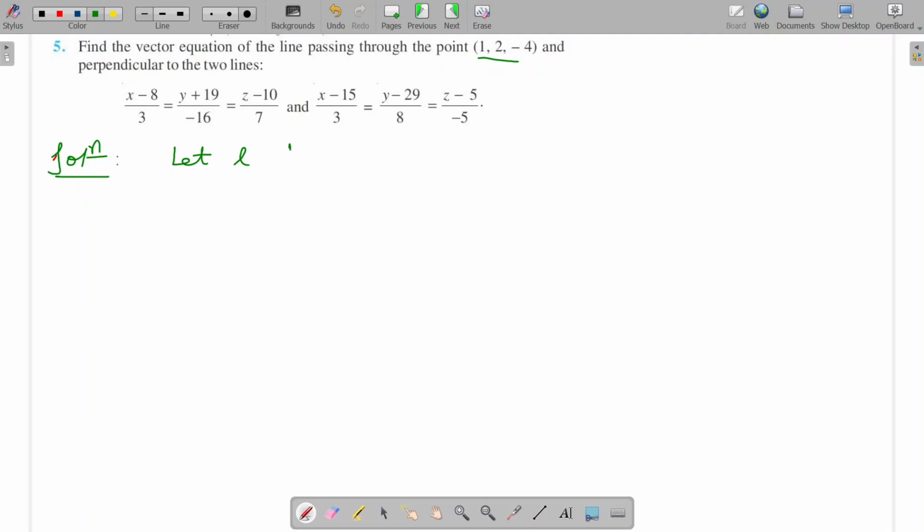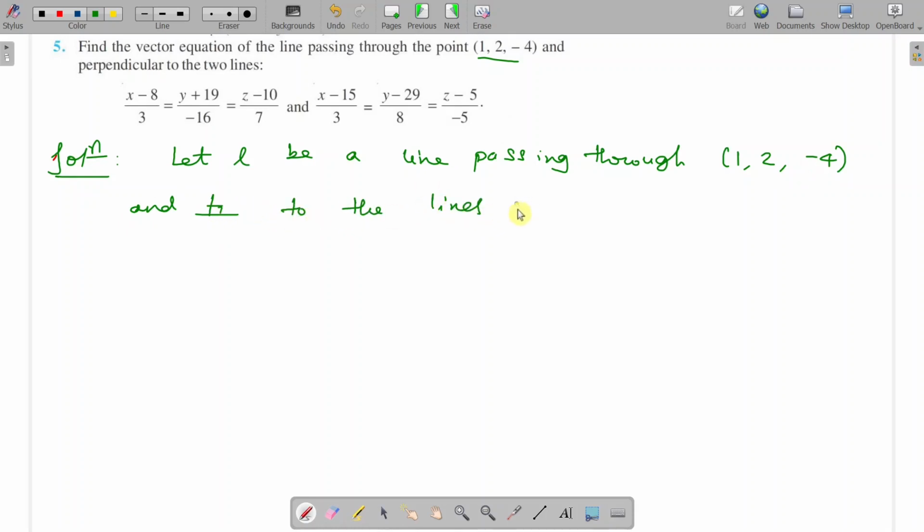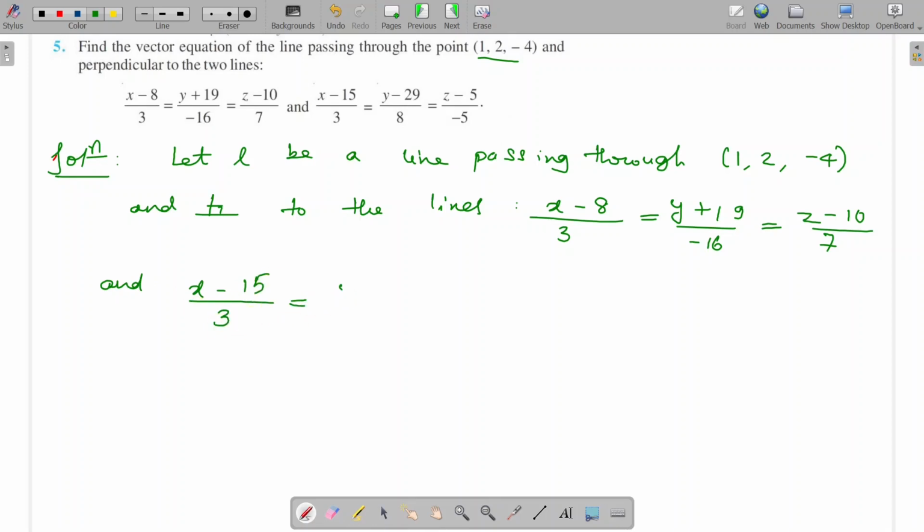So let L be a line passing through point 1, 2, minus 4 and perpendicular to the lines (x minus 8)/3 equal to (y plus 19)/minus 16 equal to (z minus 10)/7, okay, and (x minus 15)/3 equal to (y minus 29)/8 equal to (z minus 5)/minus 5, okay.